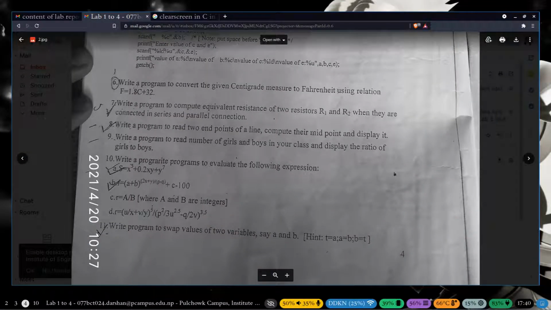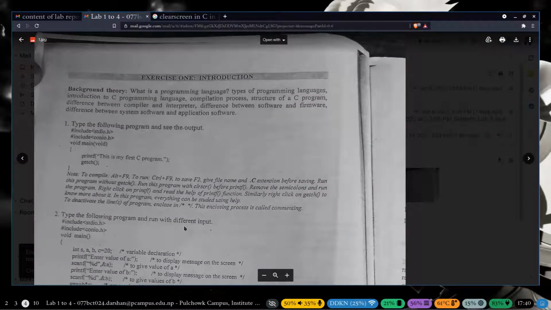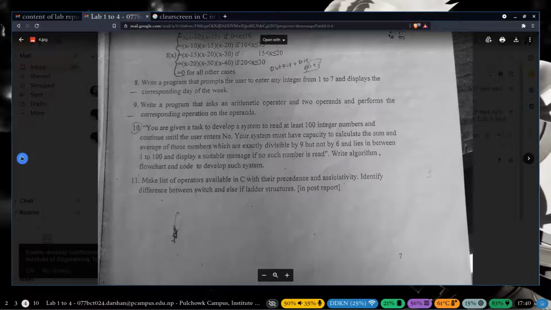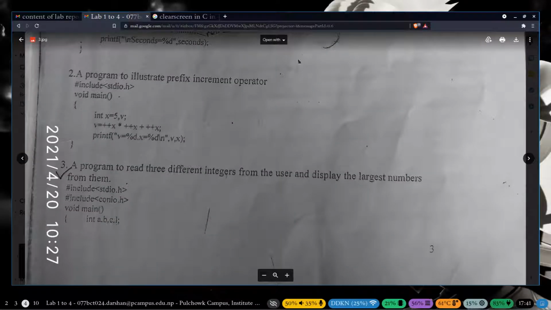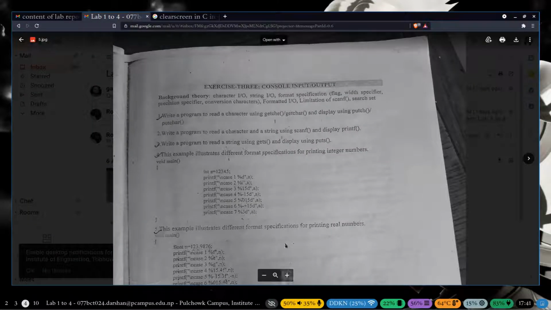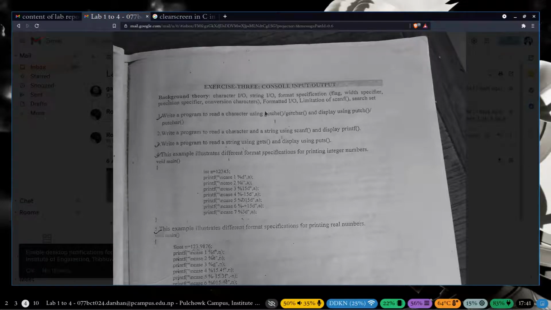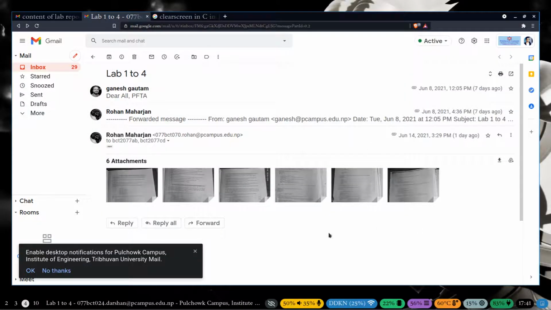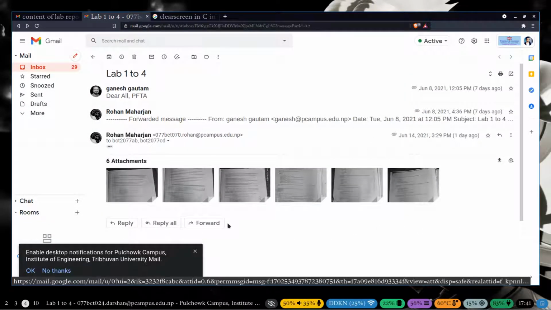Is this 8, 9, 10, 11? No, this shouldn't be. Page number 5. 2, this one is 7. This one is 3. This is done, right? This one is 5. Yeah, this is done. Yeah, alright, so lab 1 and 2 is finished. Okay.